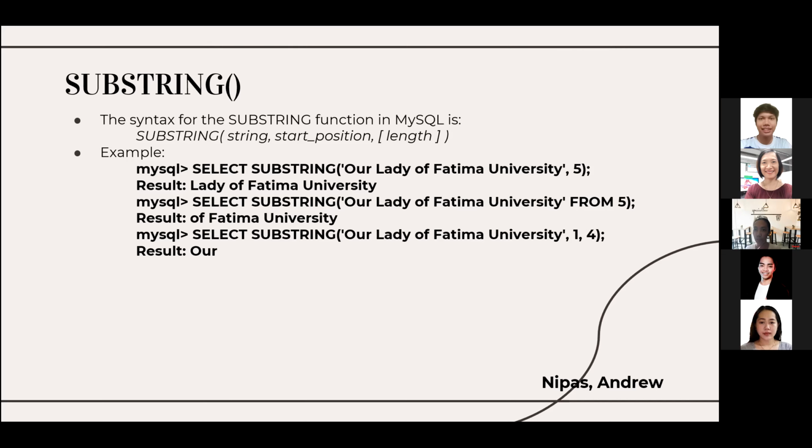in the result, it will start on "Lady of Fatima University". So we start before the 5. We will now count "Our Lady Fatima", which is 1, 2, 3. And the white spaces are counted as one character. 1, 2, 3, 4, 5, 6, 7, 8. Yeah, and then the next slide.